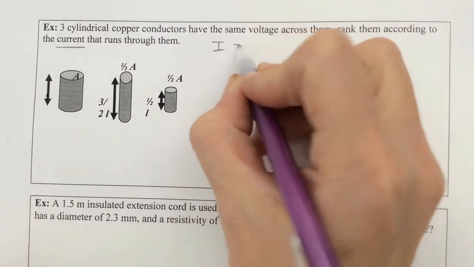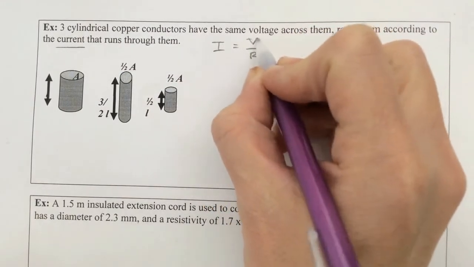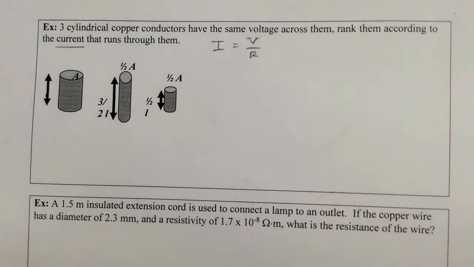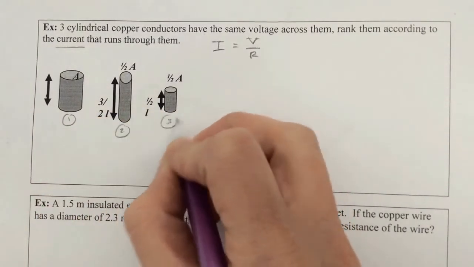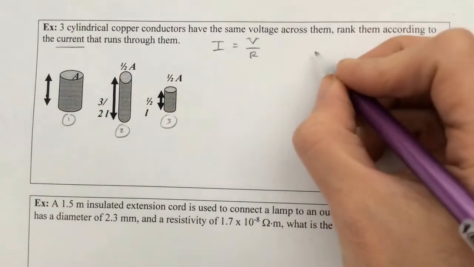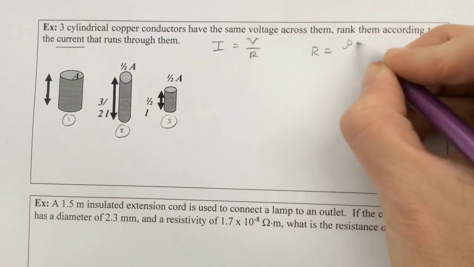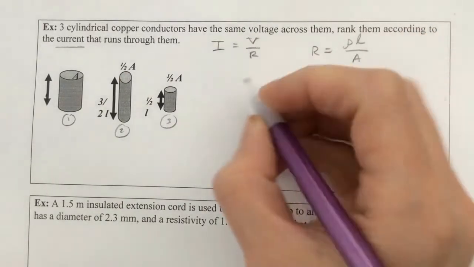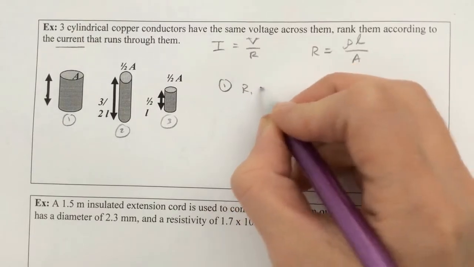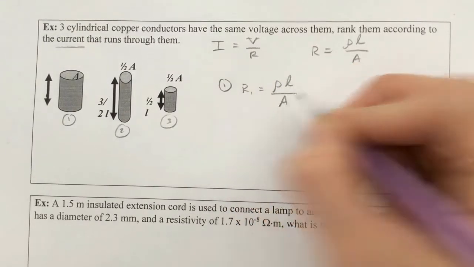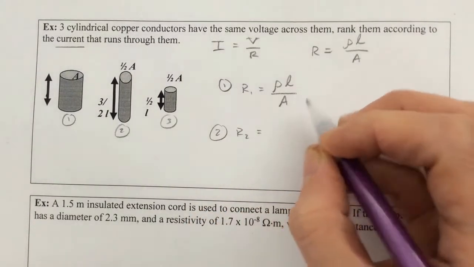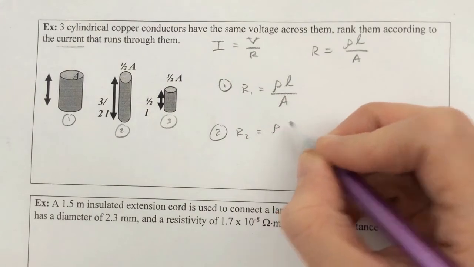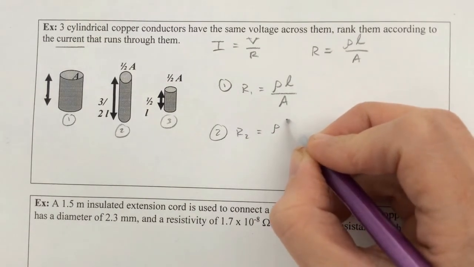And so we know that current is dependent on voltage and resistance. And so if the voltage is the same, then it really comes down to the amount of resistance that each one is experiencing. So if we consider this to be like material 1, 2, and 3, and we think about our equation for resistance. Resistance is equal to the resistivity of the material times the length divided by the area. So for material 1, that is just going to shake out to just be rho length over A. For material 2, it is going to have the same resistivity because it's still copper. But it is 3/2 L.